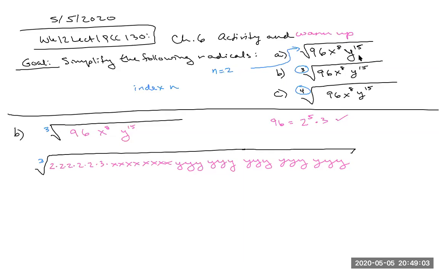Okay, now remember this 3 here is telling us that we're looking for groups of 3 factors before one factor can come outside the radical. So 1, 2, 3, 4, 5, 6, 7, 8. Okay.